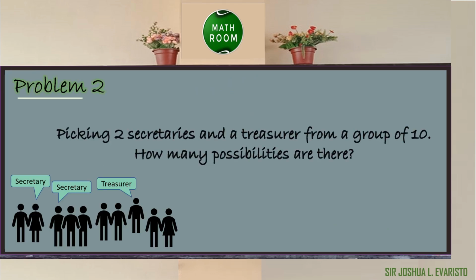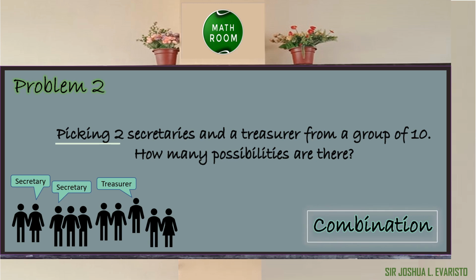Problem number 2. Picking 2 secretaries and a treasurer from a group of 10. How many possibilities are there? The keyword used in this problem is picking, which means order is not important. Thus, this is a combination question. This problem can be solved using combination of 10, 2 times combination of 8, 1.